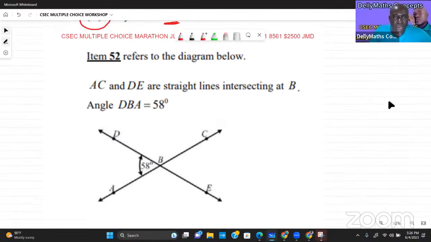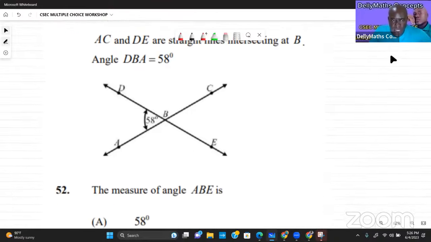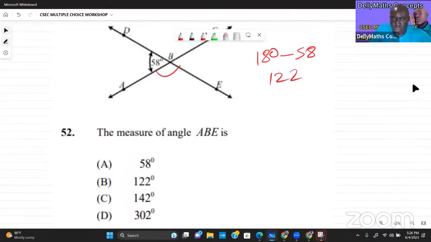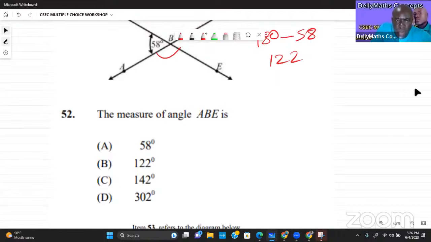All right, so we look at AC and DE, which are straight lines. Let's see what else they want. The measure of angle ABE, marking the angle from A to B to E. So we have a straight line, so we're just going to say 180, take out the 58, and you get 122. That's 122 for that angle. This angle is 122. All right, so D is the answer for that.